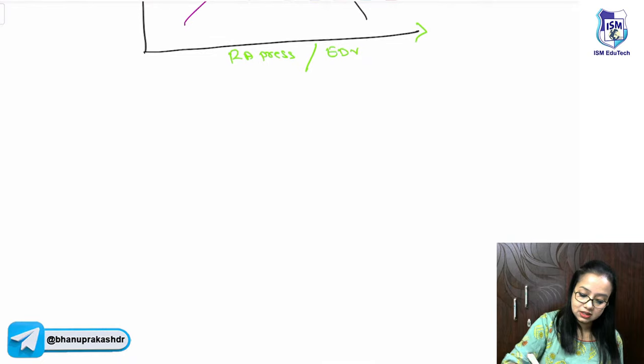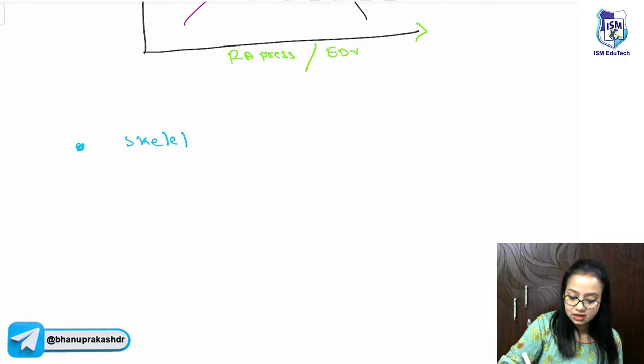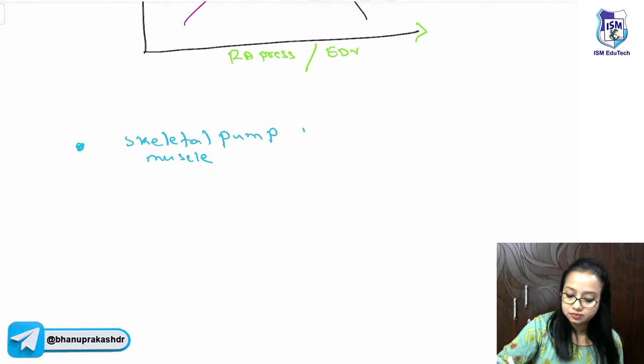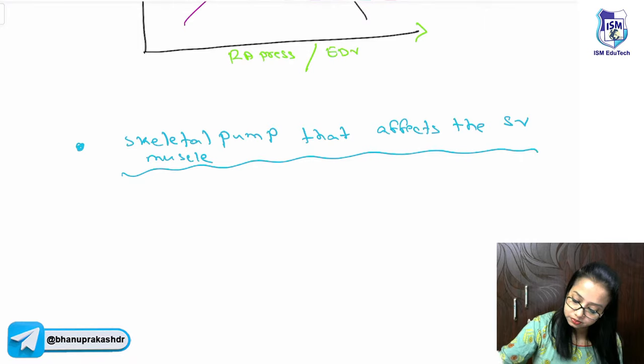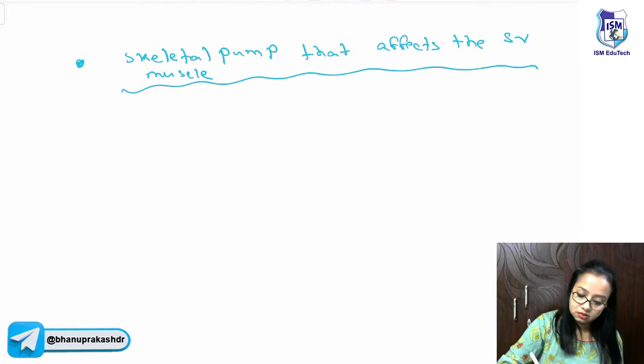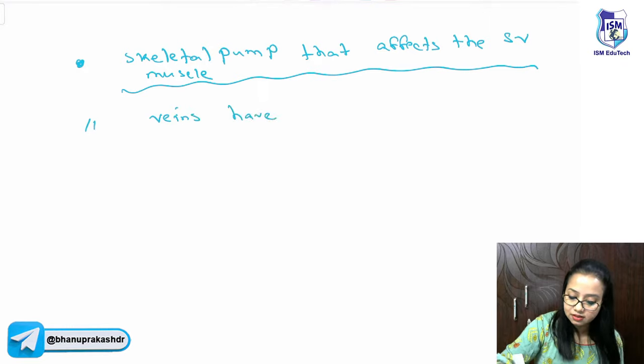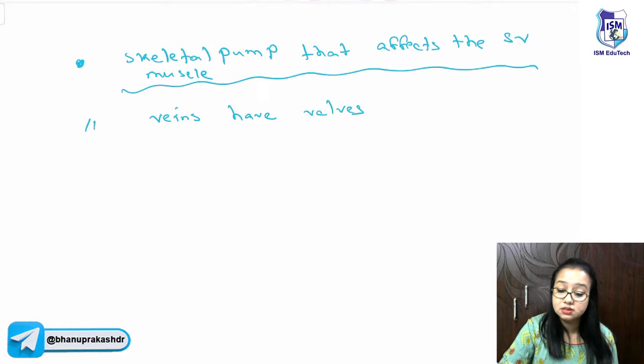One such theory is the theory of the skeletal pump, or skeletal muscle pump, rather, that affects the stroke volume. Here, veins have valves. Right, veins have got valves. What does this theory say?